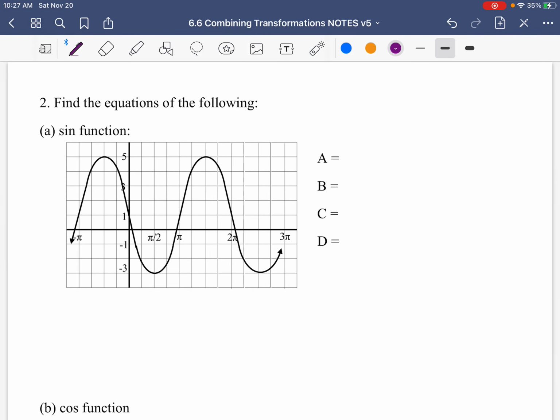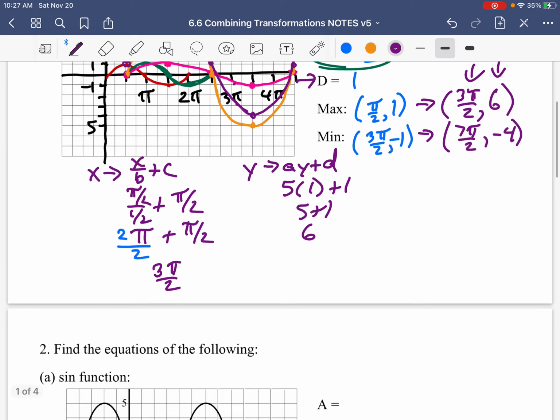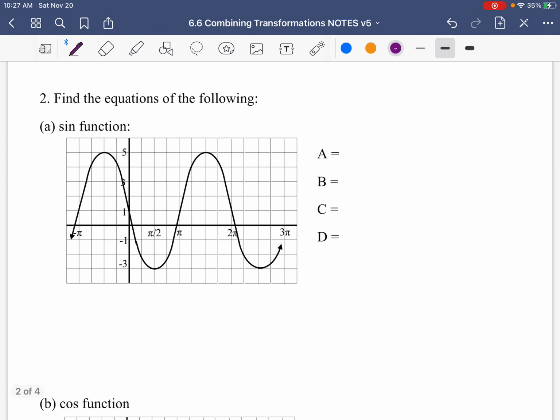6.6, the meat of it is the next couple of graphs. Find the equations of the following. I'm going to pause the recording here. So once you review this stuff, and once you're ready, we'll go on to 6.6. Okay? Good luck.